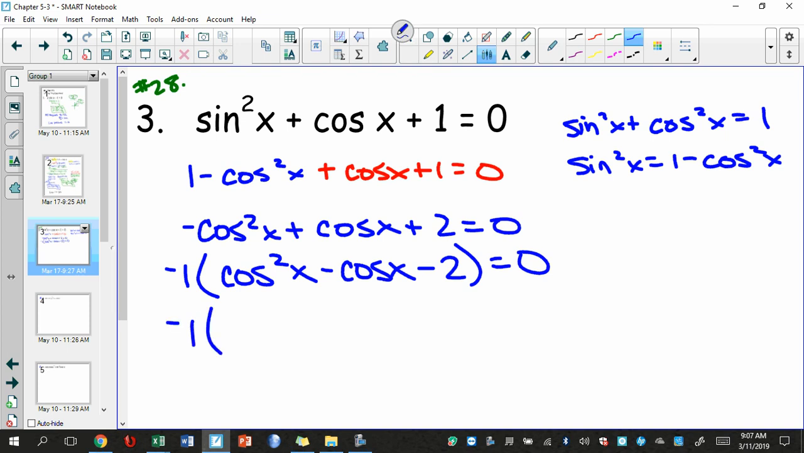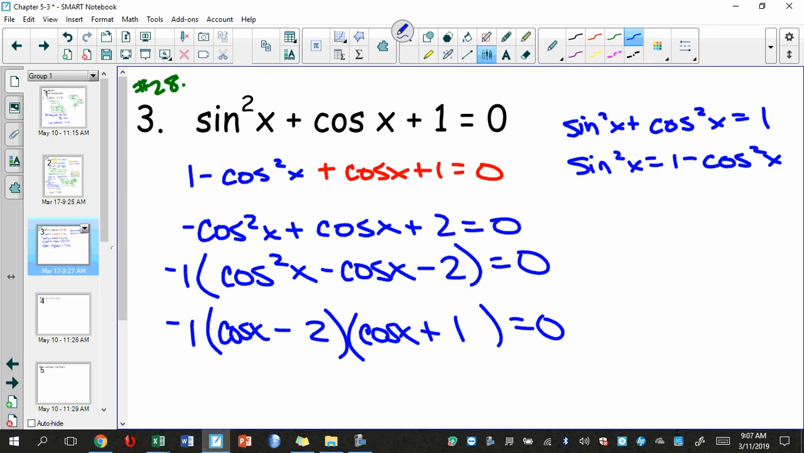So if I put this into 2 binomials, how do I split up cosine squared? Cosine of x and cosine of x. How do I split up 2? 2 and 1. I need to have a -2, so what's it say about my signs? One's positive and one is negative. So which one's going to be positive, which one's negative? -2, +1. Do we see that? Okay, now what do you do?